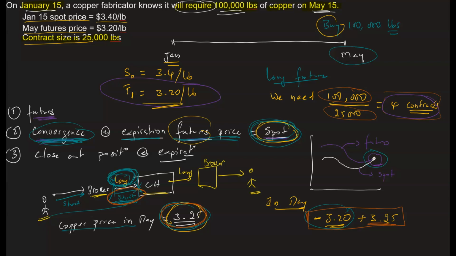But then I still have to purchase copper, right? Because this closes out my position, I didn't take delivery of the underlying. I still need the underlying. For me to acquire the underlying, I have to get out in the market and actually purchase copper. And the copper is currently selling in the market for $3.25, which means that I'm going to pay another $3.25.